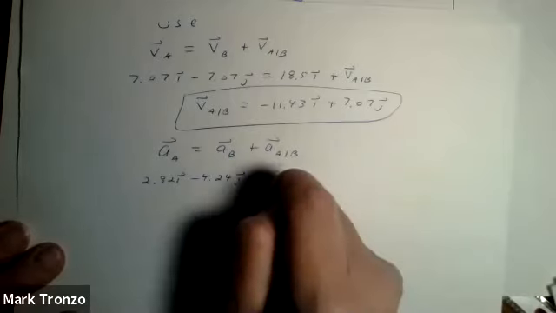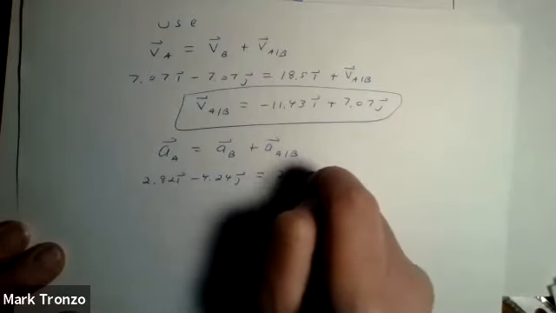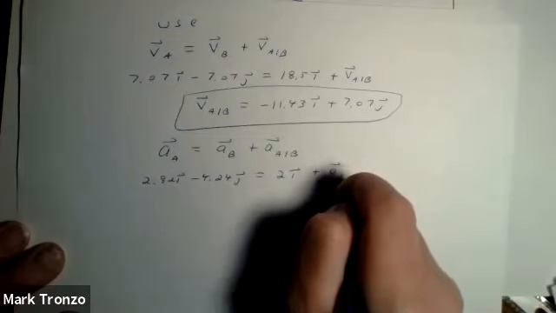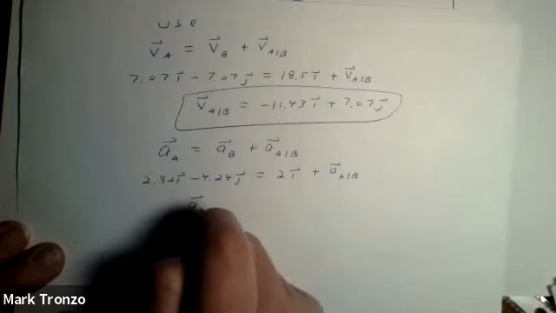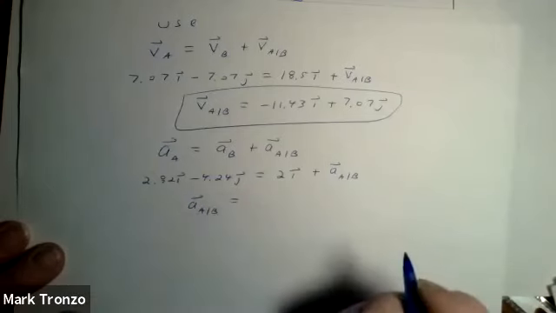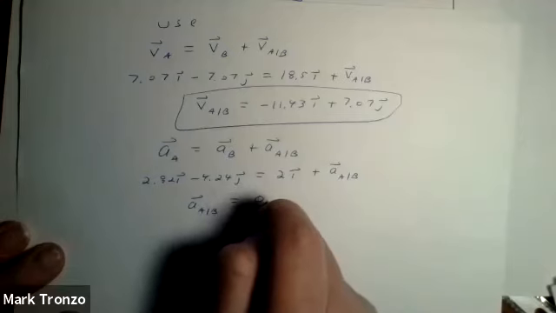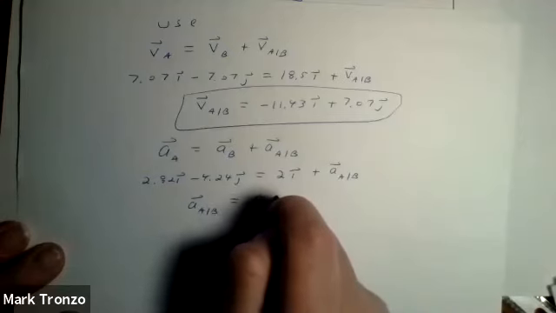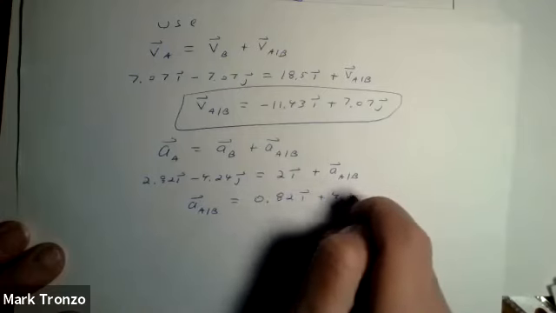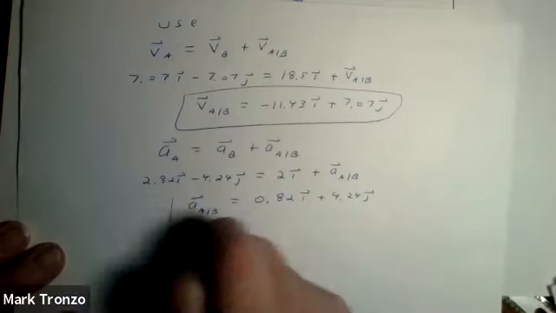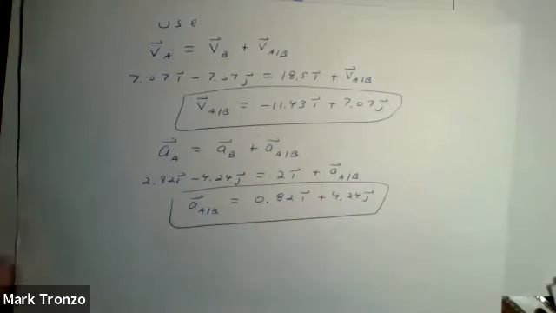And what we said that was for B was 2 I. And then acceleration comes out to, if I did this correctly, 0.82 I plus 4.24 J. And if you want to find that, I think they may ask us for magnitude and stuff, but you could just do that pretty easily.